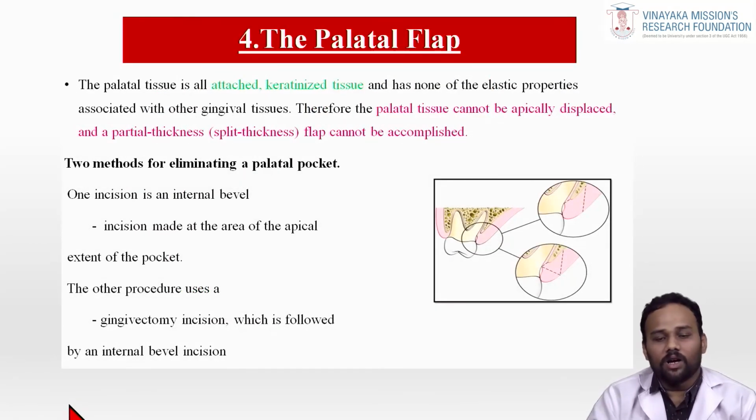Then comes palatal flap. The palatal tissue is all attached to cartilage tissue and has none of the elastic property, so it cannot be placed apically, laterally or coronally. Therefore, the palatal tissue cannot be placed apically and a partial thickness flap cannot be accomplished.